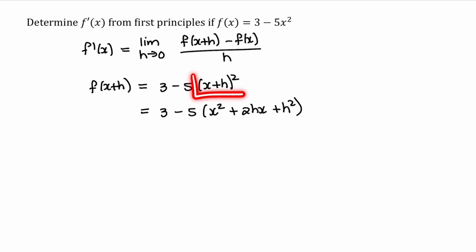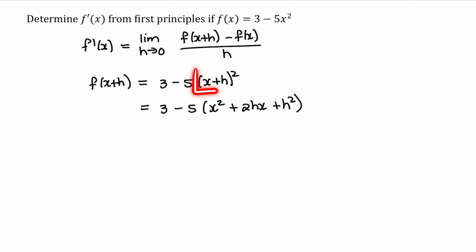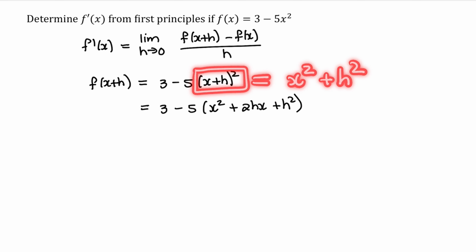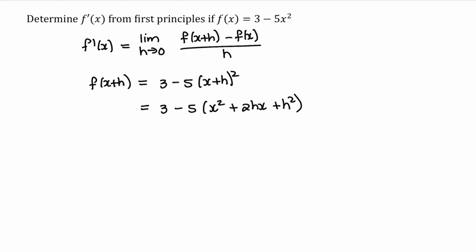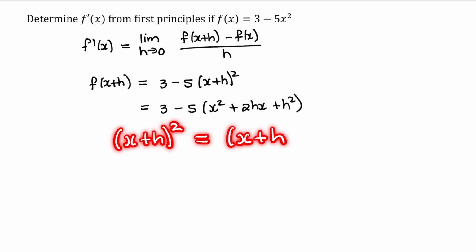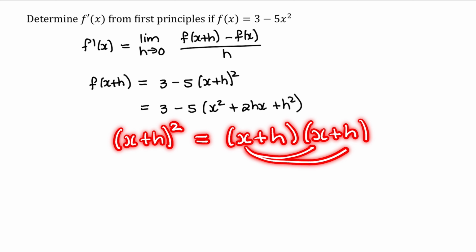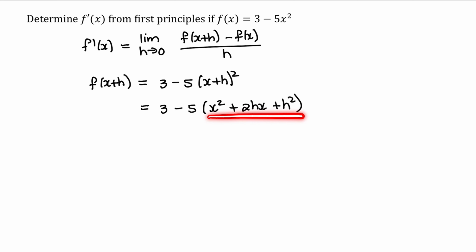Now, here is where people normally make a common mistake. Sometimes people say that (x + h) squared is equal to x squared plus h squared. But that is a mistake. Remember that if I have a bracket squared, that's the same as saying (x + h) times (x + h). And when I FOIL properly, I'll end up with 3 terms.